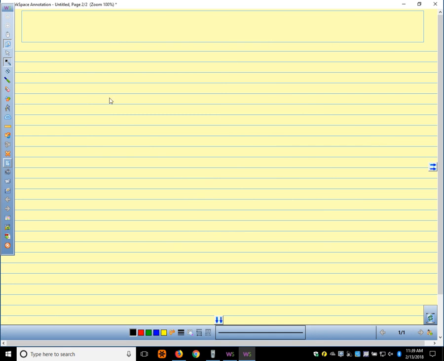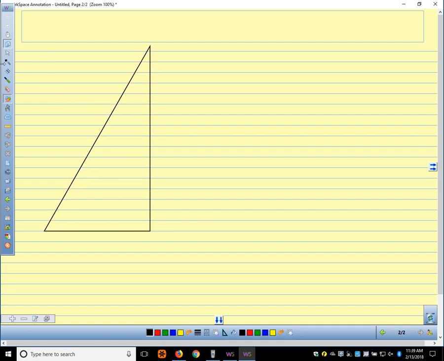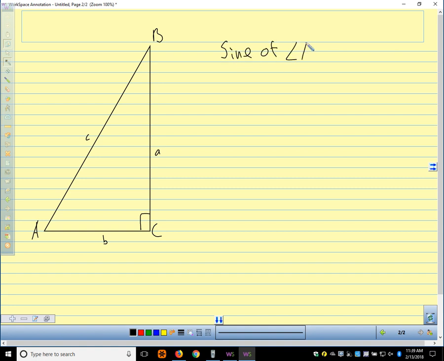So on to the graphic organizer. So here's our big triangle. The capital letters A, B, and C are angles. And the small letters a, b, and c are side lengths. So our first special ratio, the sine of angle A, is, we name a ratio the sine of the angle. It's the opposite over the hypotenuse.